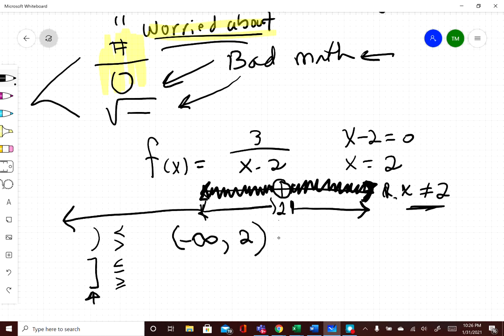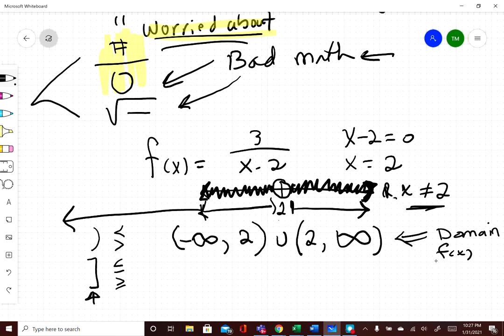So in addition to that interval, we're going to join that with another interval that picks up on the other side of 2. So it also doesn't include 2, but it starts just on the other side of 2, and it goes all the way to infinity. So this is our domain for f of x.